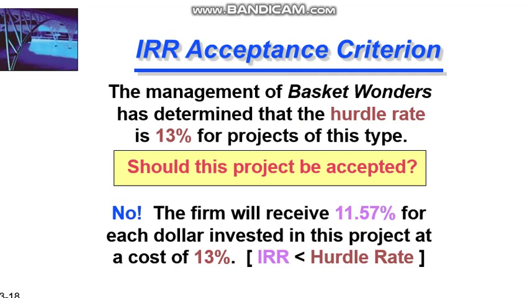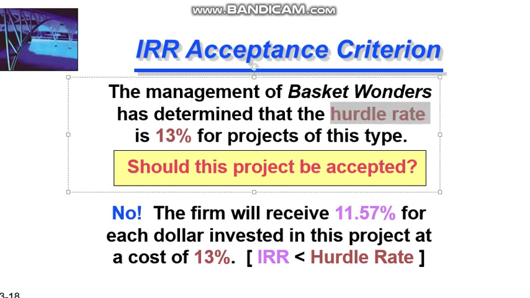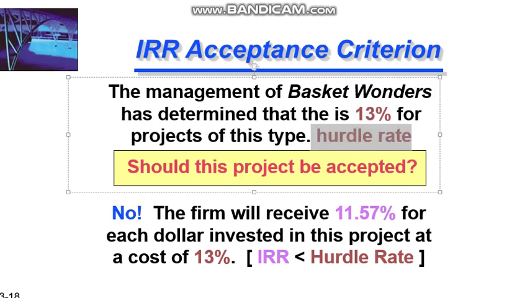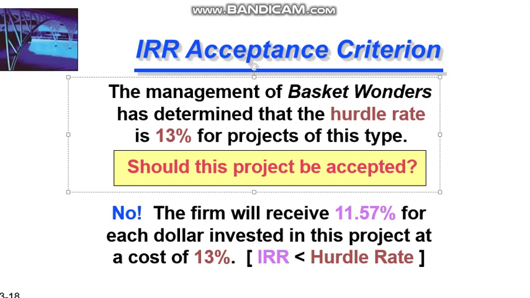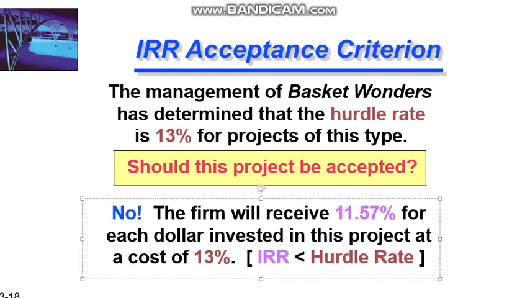And for the acceptance criteria, there will be a given hurdle rate, like below that rate the firm is not going to accept any project, right? And now the hurdle rate for Basket Wonders is 13% for the project. So should this project be accepted? No, absolutely not. The firm will receive 11.57% for each dollar invested in this project, and the cost is 13%. So the cost is more than what they are getting. So in that way, they are supposed to get a loss. They are not accepting this project.